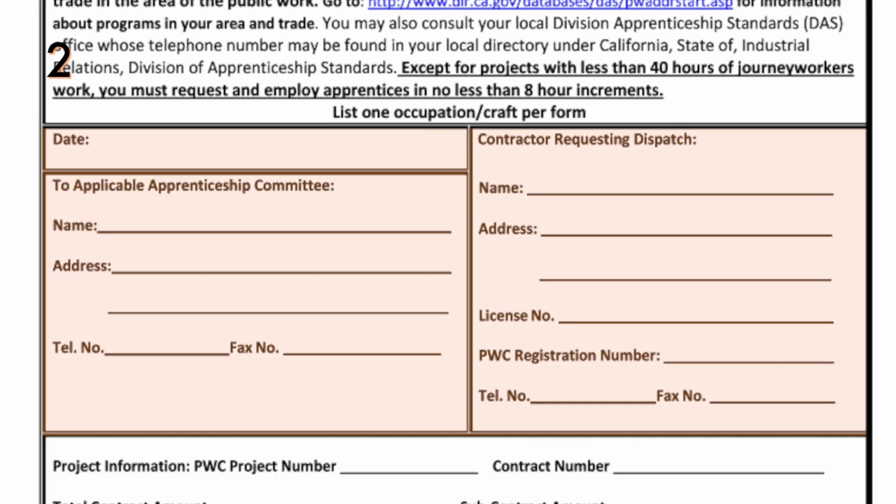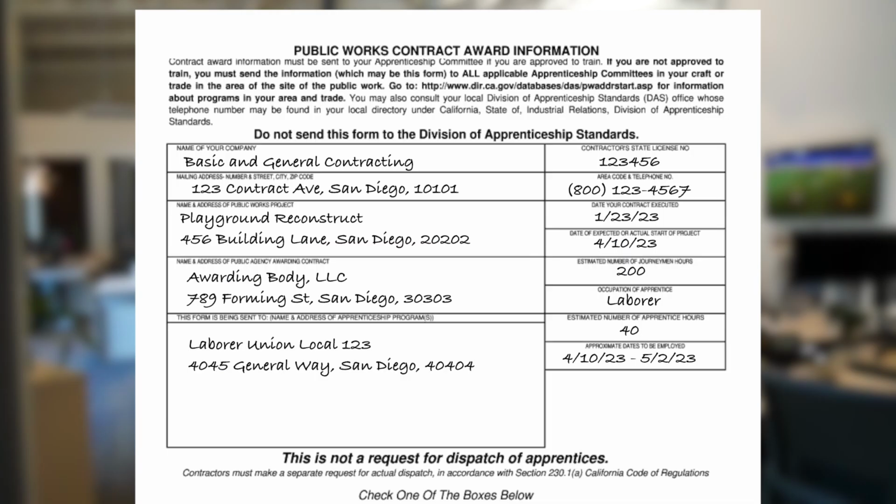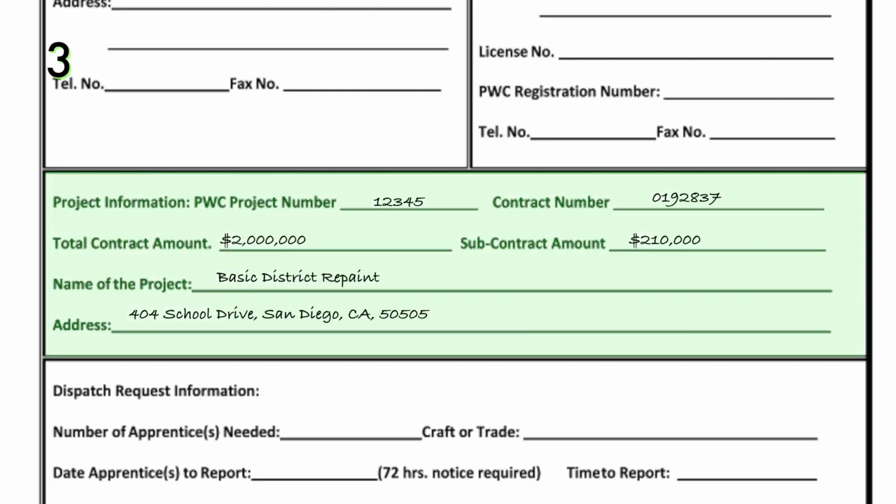In the second section, contractors must list the date, the applicable apprenticeship committee the form is being sent to, and your contractor information. If you checked box 2 or 3 on the DAS140, this form should be sent to the corresponding halls that your DAS140 form was also sent to. In the third section, you must list the project information. If you have any questions regarding this portion of the form, please refer to your prime contractor.